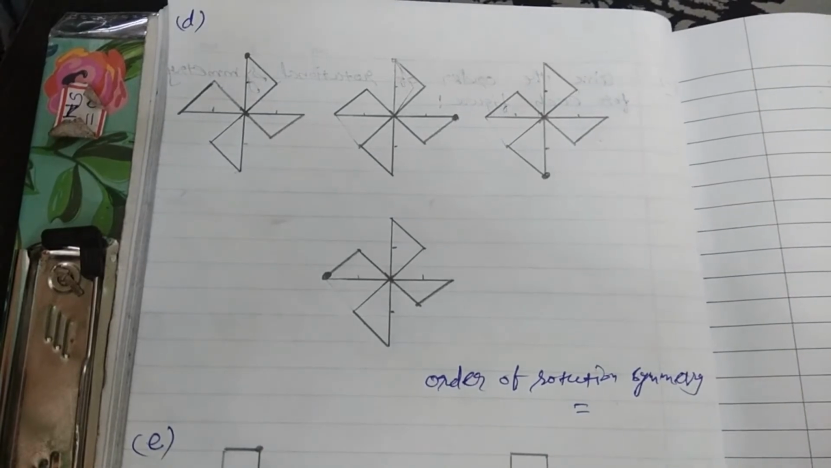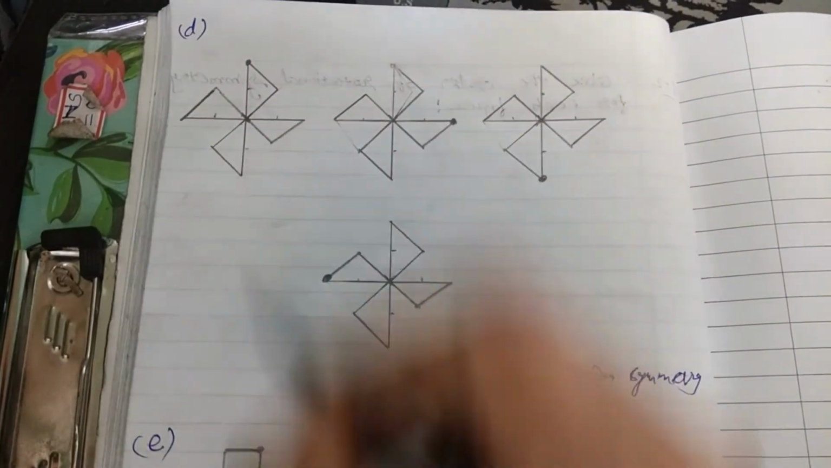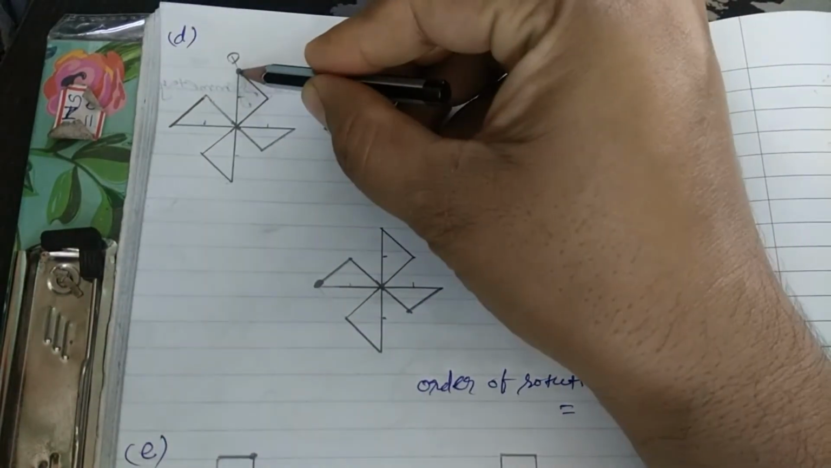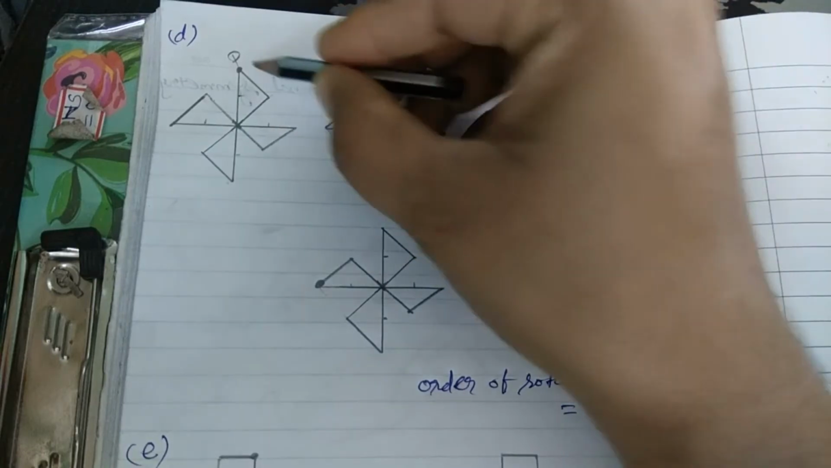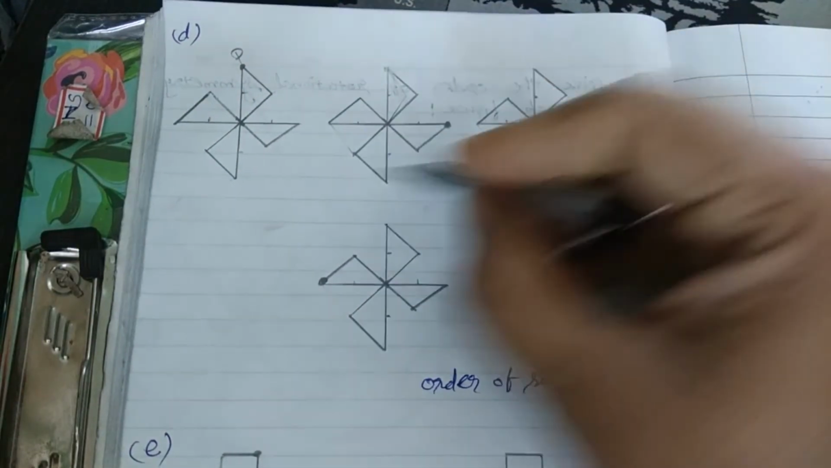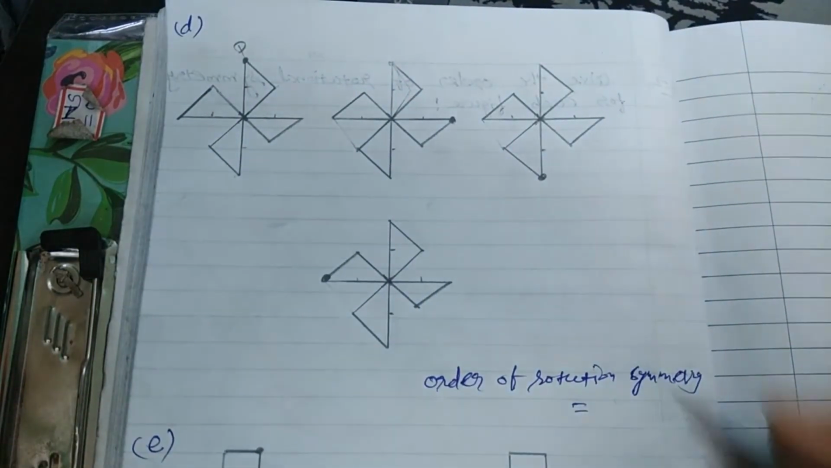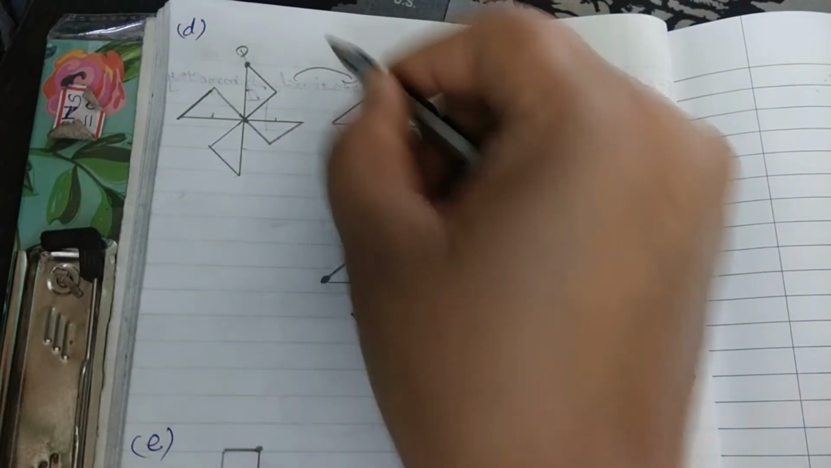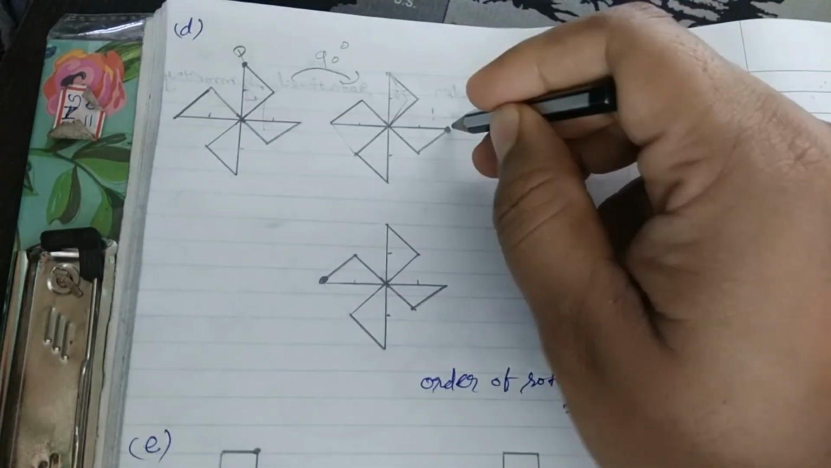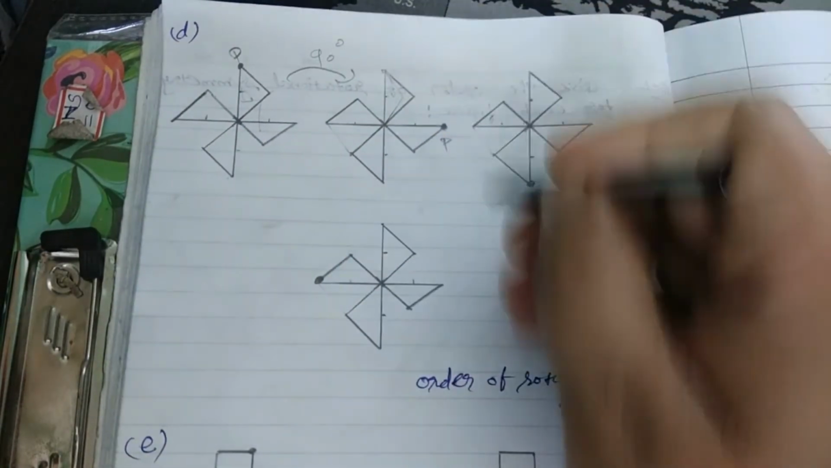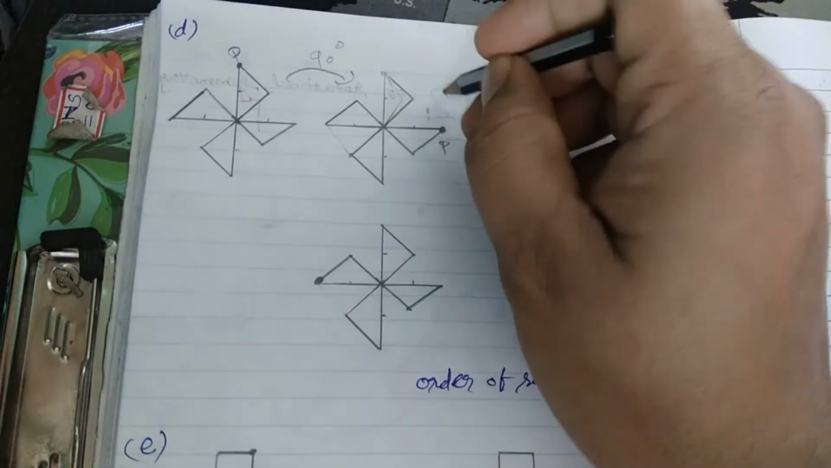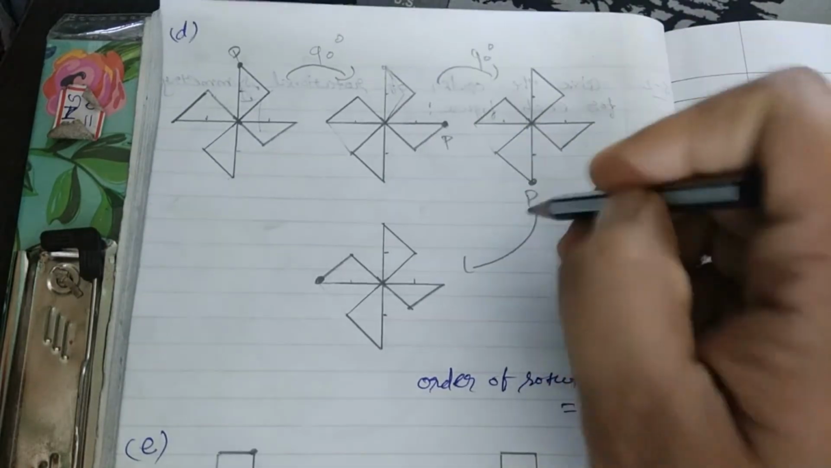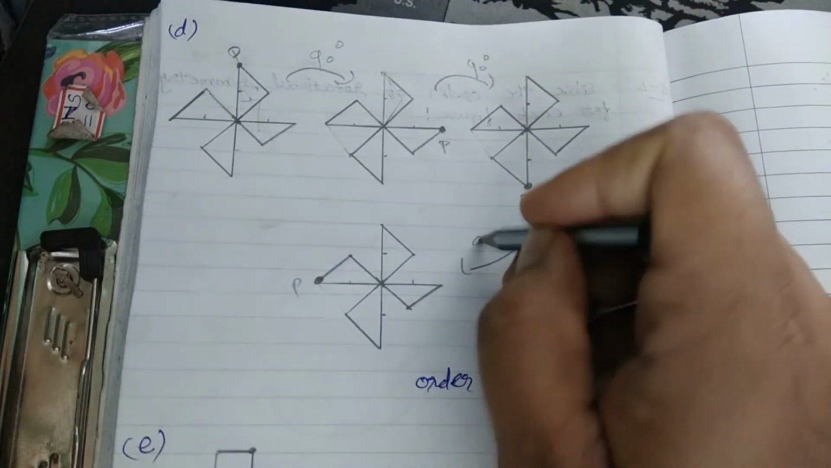Next, D. Here a shape is given. We will take one endpoint as point P. Now we will rotate this point P so that it comes in this position, that means here, and we can see that these two shapes look exactly the same. So what is the angle of rotation? This is the angle of rotation and it is nothing but 90. Again we will rotate this shape so that P comes here, so the angle of rotation is 90. Again we will rotate this shape in such a way that P comes here, angle of rotation 90.